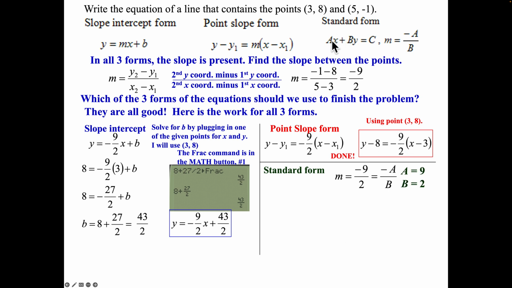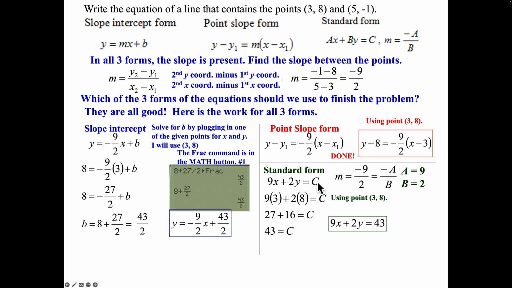So I need A, B, and C. You already have 2 out of the 3 variables. Now, I need to find C. You need to use your point, 3, 8. Put the 3 in for x, the 8 in for y. 27 plus 16 equals C. That means 27 plus 16 is 43. Look, Mom, no fractions. So put this 43 up here into that C. 9x plus 2y is equal to 43.